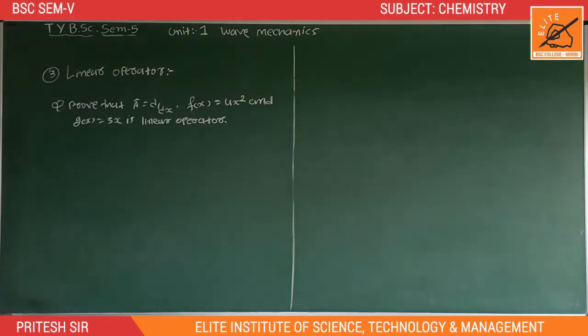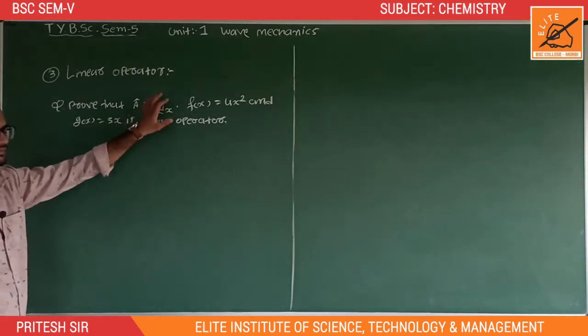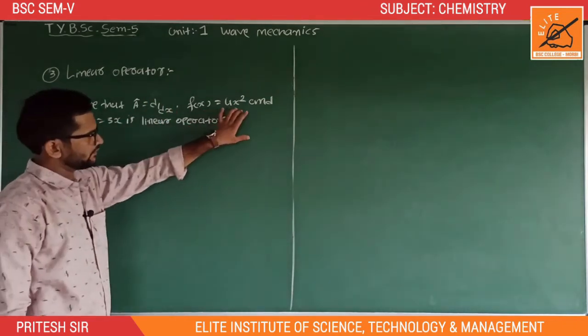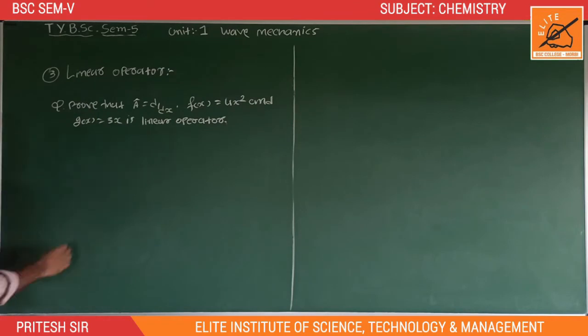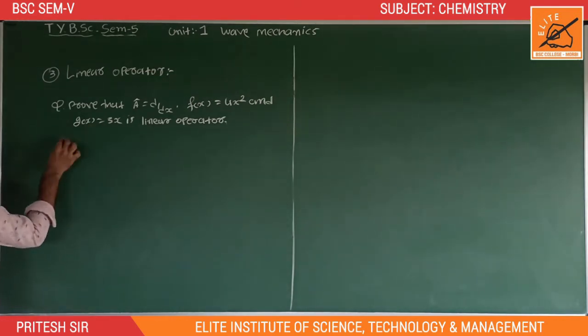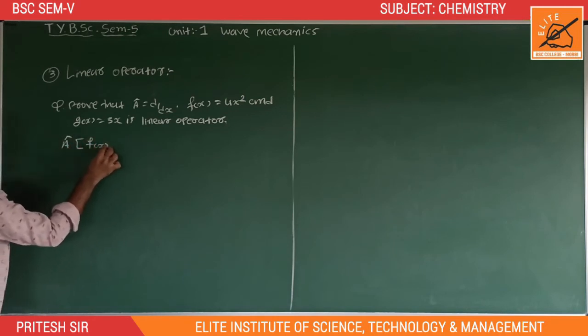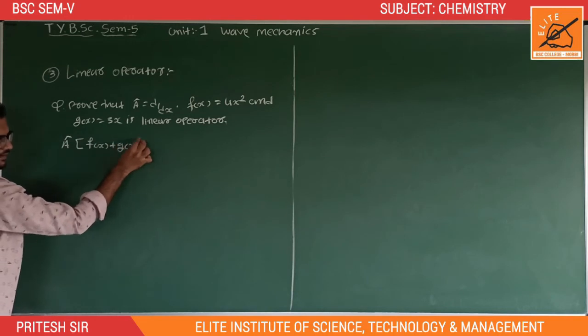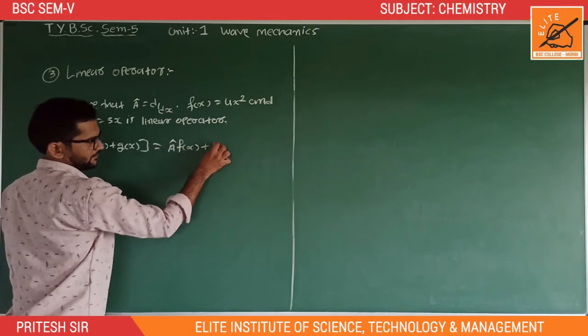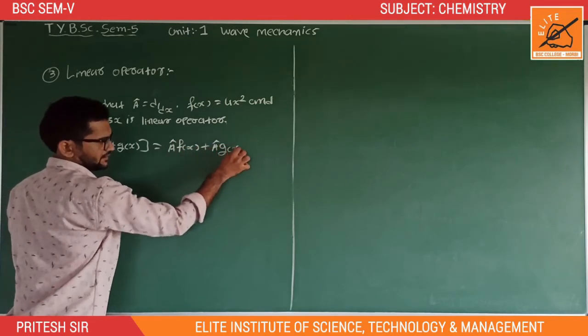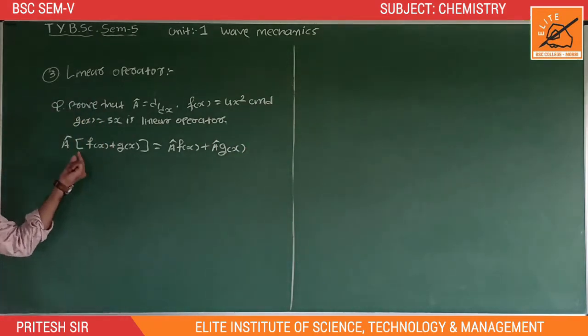Okay, so the question is: prove that the operator A cap equal to d by dx, with function f(x) equal to 4x square and another function g(x) equal to 3x, is a linear operator. First write the basic mathematical expression of a linear operator. For a linear operator, the basic expression is A cap into bracket f(x) plus g(x) is equal to A cap f(x) plus A cap g(x).